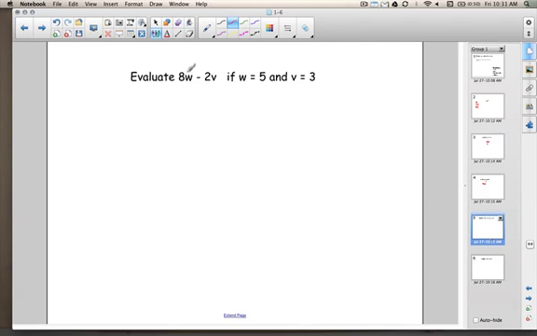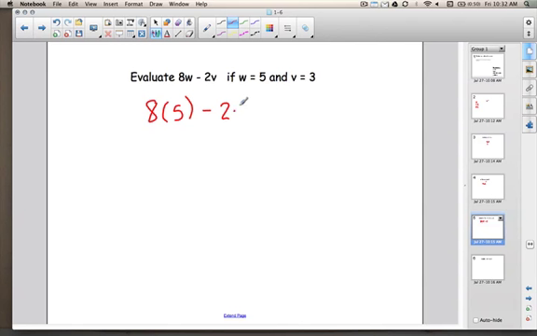This one says evaluate 8w minus 2v if w equals 5 and v equals 3. So just like in our last example, anywhere I see w, that means that I can put in the number 5. And anywhere I see the letter v, that means I can put in the number 3. So I'm going to rewrite this now with these new numbers in it. So that means we're going to have 8 times 5, and I'm going to use parentheses to represent my multiplication here, minus 2, and I'm going to represent multiplication a different way this time.